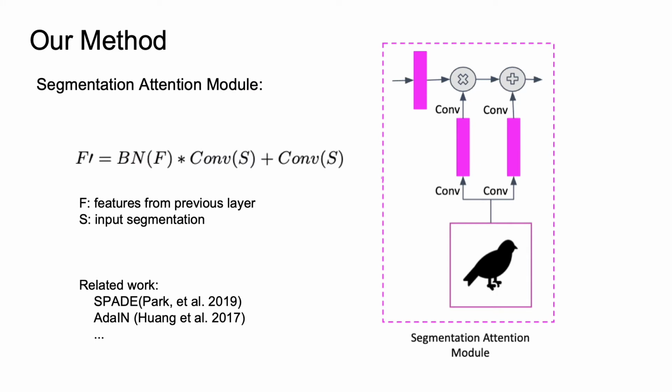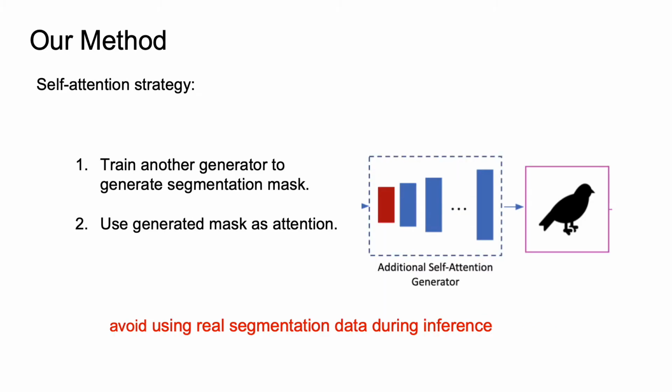Now we introduce the details of the segmentation attention module. When given a segmentation mask, we pass it through a couple of convolutional layers to produce the segmentation features. Then we do element-wise multiplication and addition to the previous layer of the image features. This method is related to many works like SPADE or others.